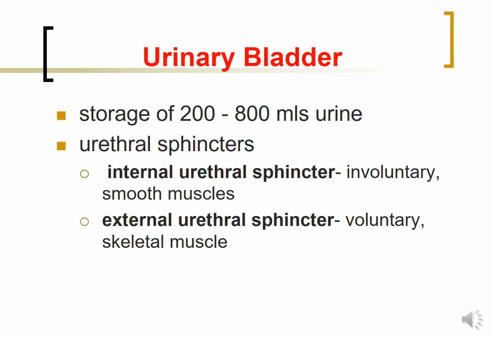The urinary bladder is able to store between 200 and 800 milliliters of urine. Urine release is controlled by two sphincters, right? So from the bladder, the urine is going into the urethra. There is an internal urethral sphincter, and this one is involuntary, consisting of smooth muscle. But luckily, you have a voluntary external urethral sphincter.